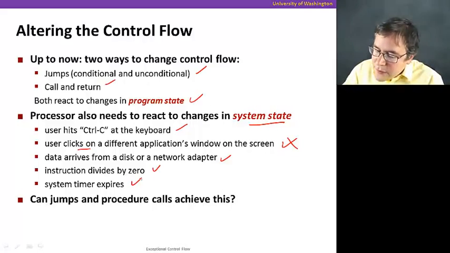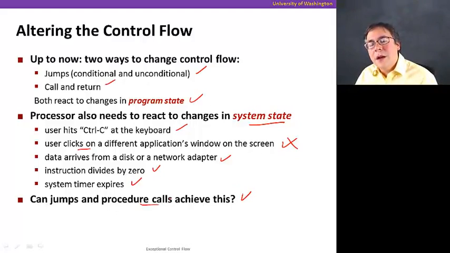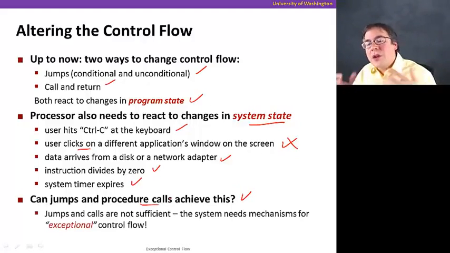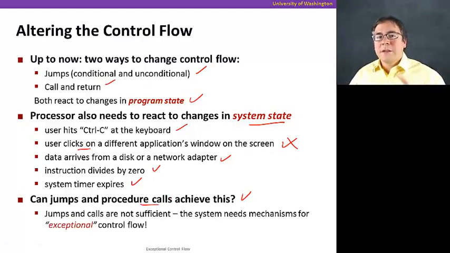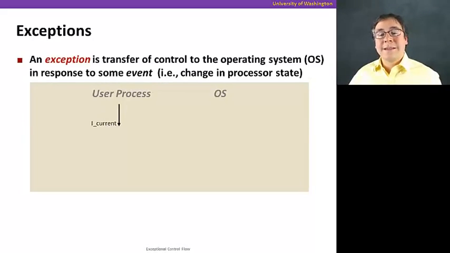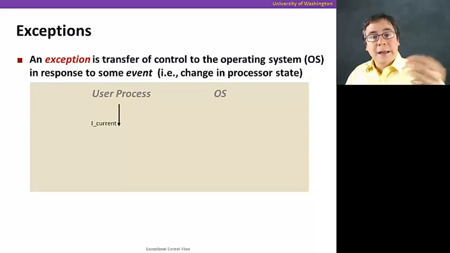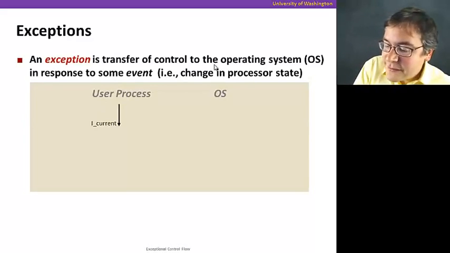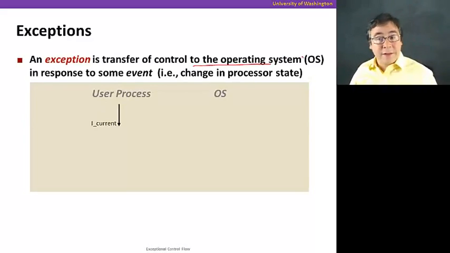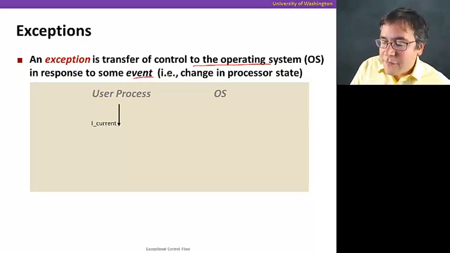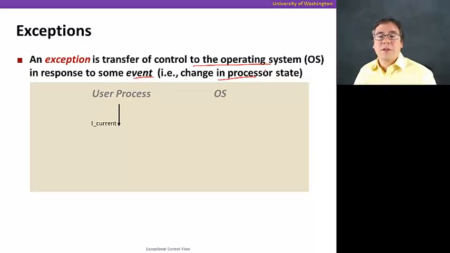But now the real question is, can jumps and procedure calls implement this? Well, they really can't, right? They're not sufficient. We need systems for exceptional control flow, for things that are not part of the program state. So the way we implement exceptional control flow is by using what we call exceptions. An exception is a transfer of control to the operating system in response to some event, for example, some change in processor state.